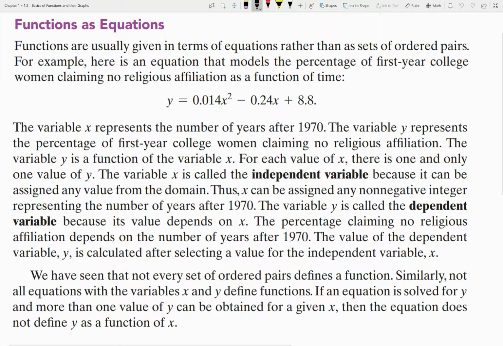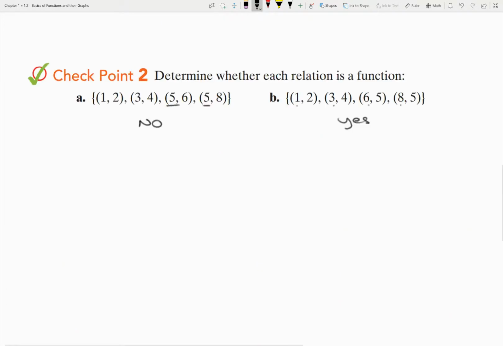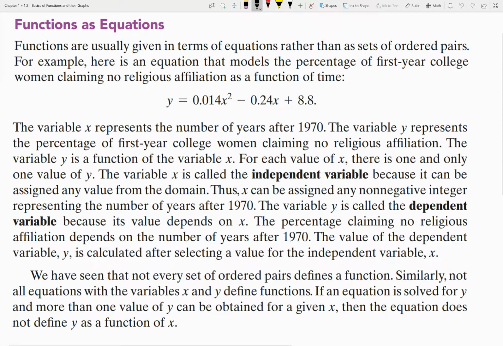Okay, so that's how we can tell if we have a function when we're looking at raw data, right? If we're just looking at the data points. You can also tell whether or not we have a function if we are looking at the equation. Functions are usually given in terms of equations rather than ordered pairs. That's pretty normal. The equation for the first year college women was listed right there.